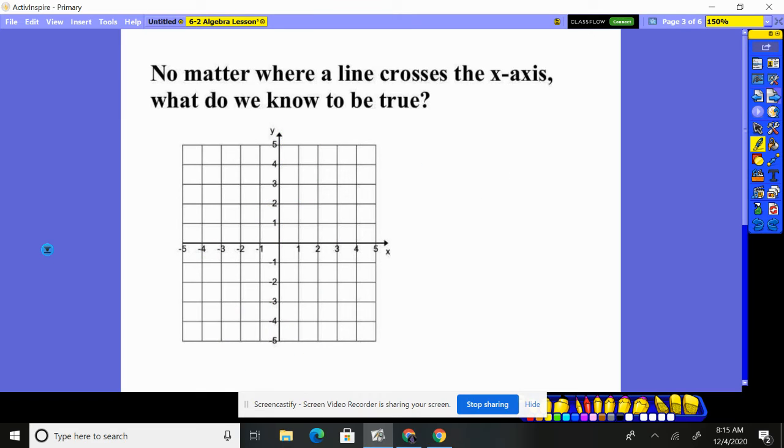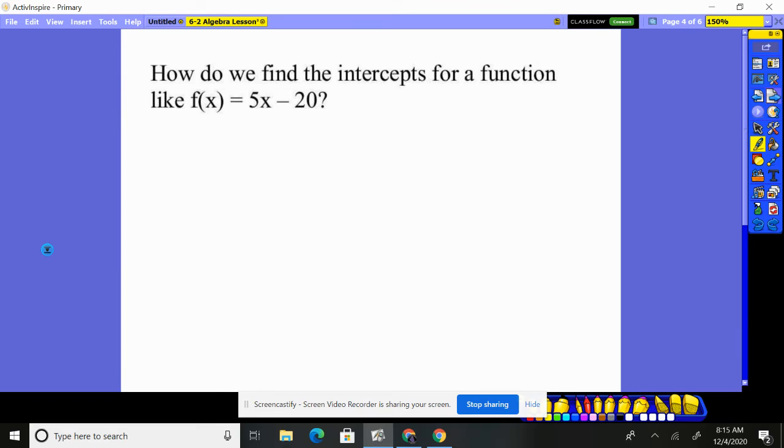No matter where the line crosses the x-axis, what do we know is true? Let's say it crosses there or there. Those are 3, 0 and 2, 0 and whatever. We know if it crosses the x-axis, the y value is always going to be 0. The height has never gone up any. So if you're touching this line, your height has not changed. We don't know what the x is because it could be anything, but we know the y value will be 0. And that's important.